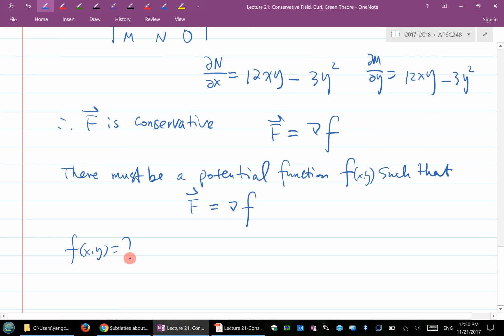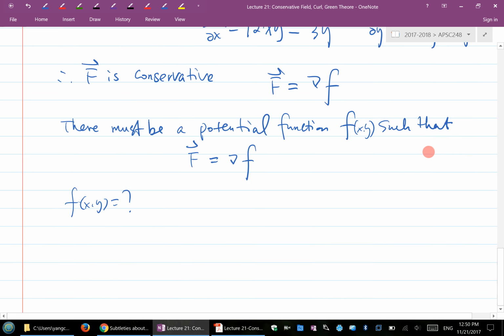You prove that it's conservative. How do I find this potential function small f, based on the given condition here? So this is basically the next step right here. We're going to try to find this scalar function f. Any questions? Good. So how do we proceed from here?